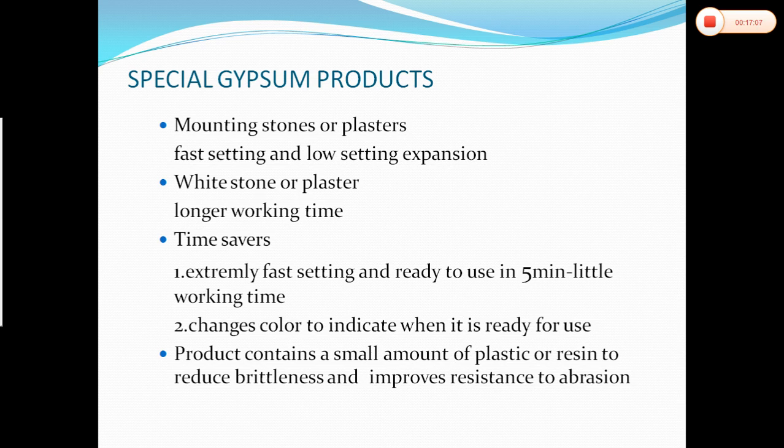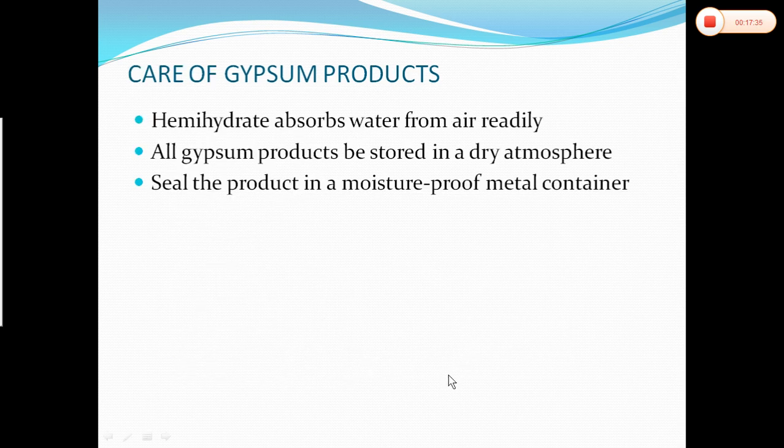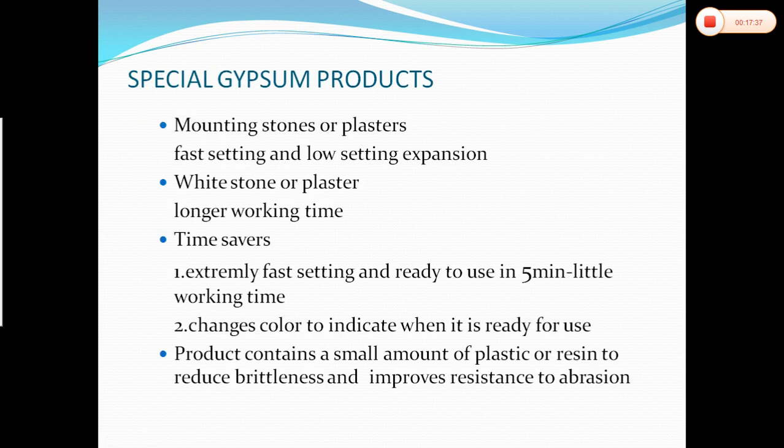And we have other special gypsum products such as those used for mounting stones or plasters. We have fast setting and slow setting expansion products, while stone or plaster is used for long working time. And we have time savers for extremely fast setting, ready to use in 5 minutes, where we need only little working time. And some change colors to indicate whether it is ready for use or not, like alginate. So the product contains a small amount of plaster or resin to reduce brittleness and improve resistance to abrasion.